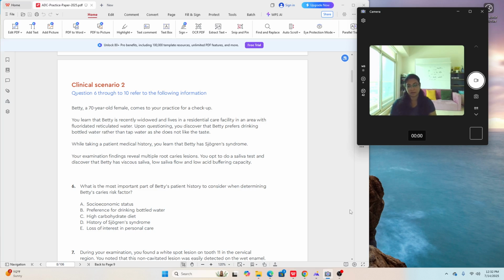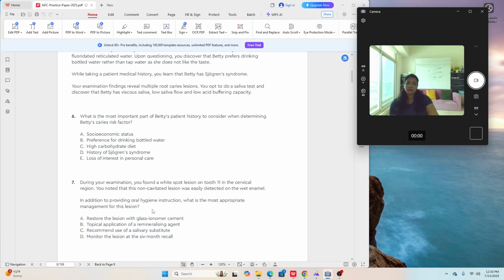So that is my answer. During examination, you found a white spot lesion on tooth 1-1, central incisor. At the cervical region, you noted that this non-cavitated lesion, you just see a white spot, was easily detected on wet enamel. See, there are some white spots where, even if you dry the tooth, only then you can see them, but when you wet the tooth, they disappear. And there are some white spot lesions which are at a slightly advanced stage, where even on wet enamel they are visible, meaning they are soon going to be cavitated, but they are not yet cavitated.